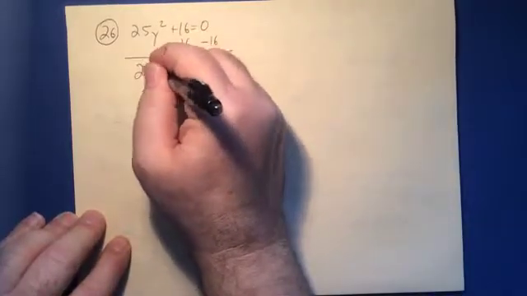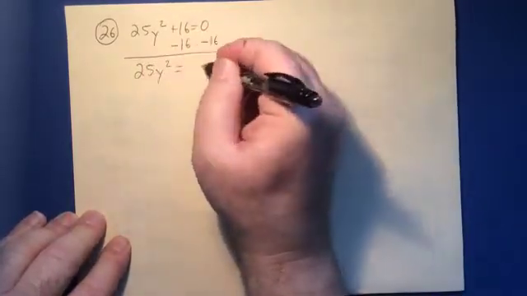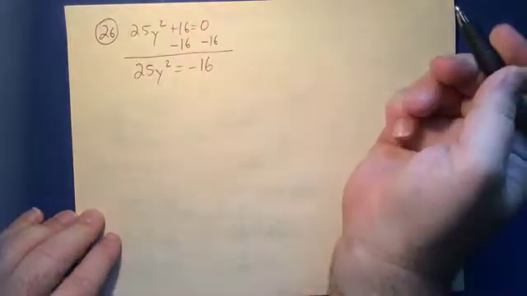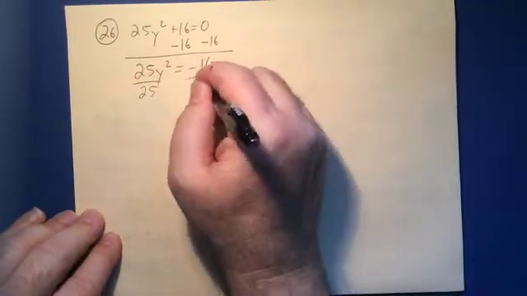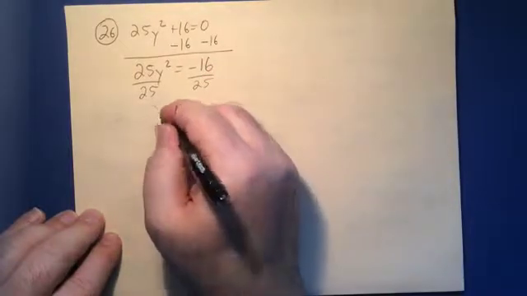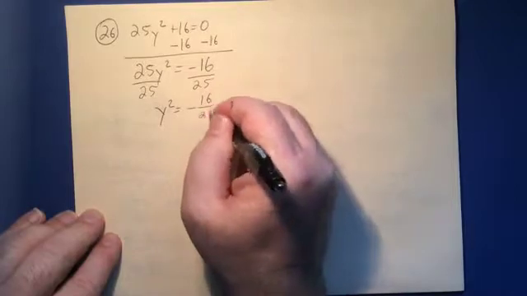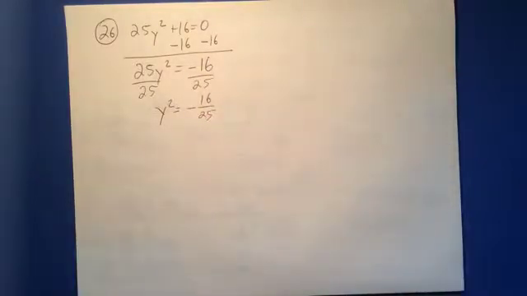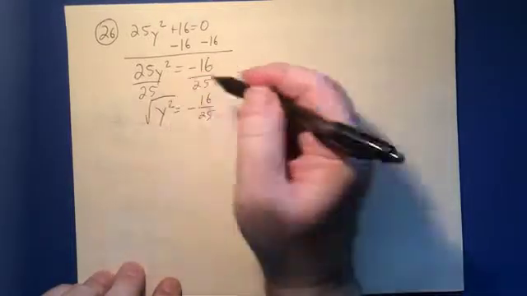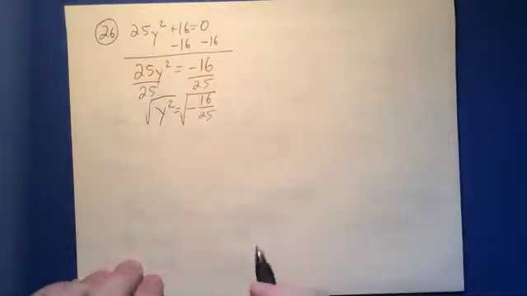This will give me 25y squared equals negative 16. Next, I'll go ahead and divide both sides by 25. That's going to be y squared equals negative 16 over 25. I'm just going to put that negative in the center there. Now that I have y squared by itself, I can take the square root of both sides.